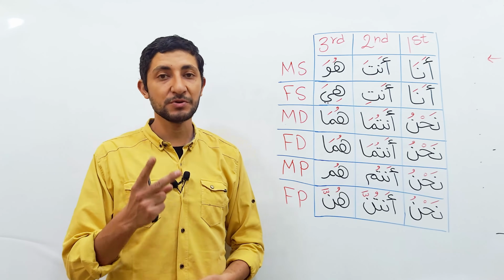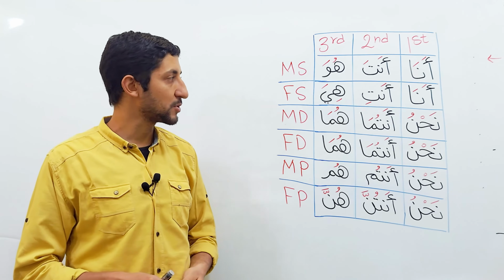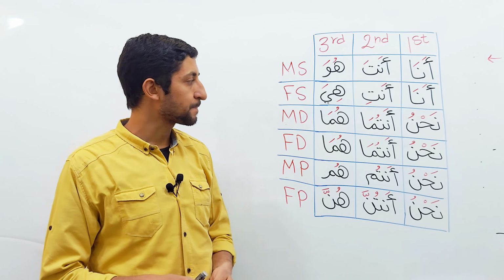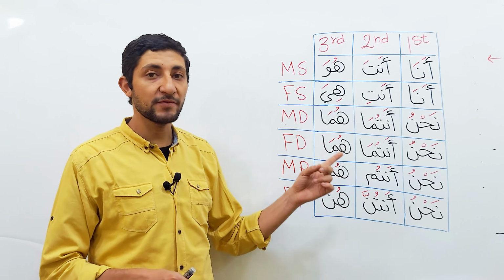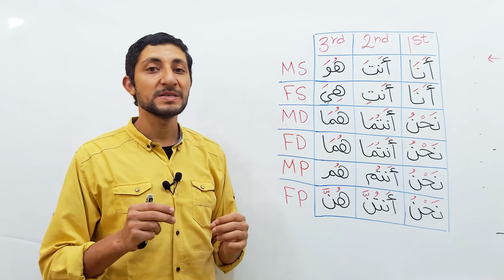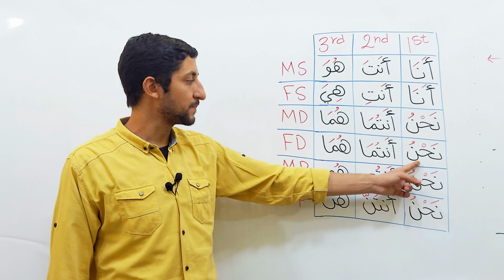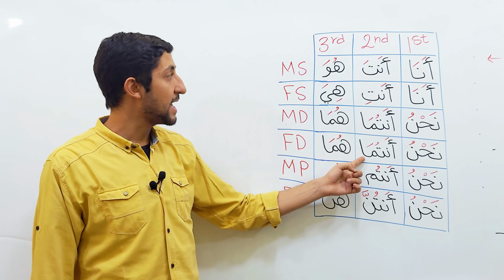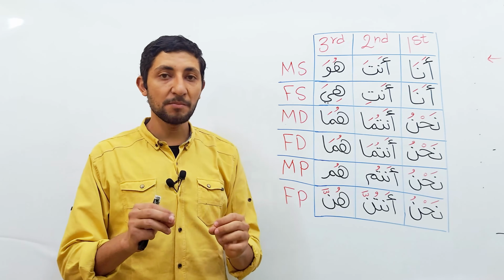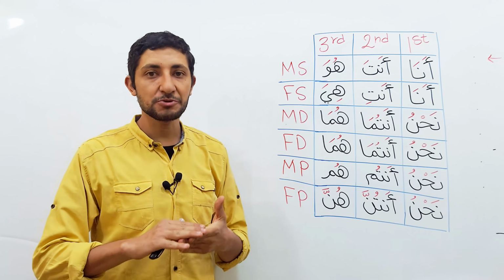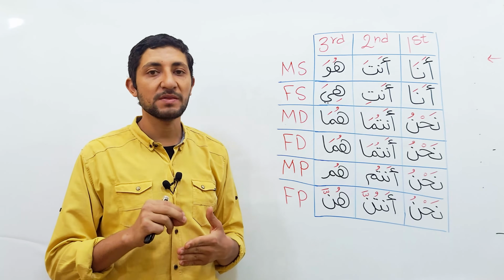I have two notes before we go to the exercises about Arabic pronouns. The first one is, if you check the dual, you will see that all duals in every person use one single pronoun. In first person, it's only نحن, in second person أنتما, and in third person هما. So in dual, once we check the number as dual, there is no need to check for the gender. Why? Because both duals use the same pronouns.